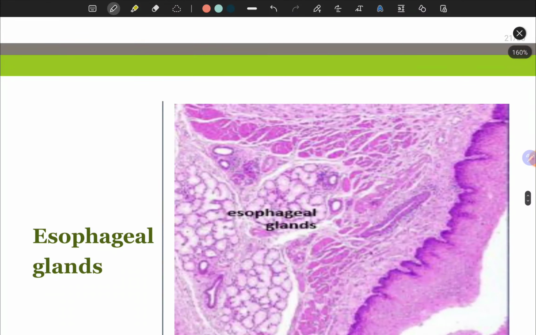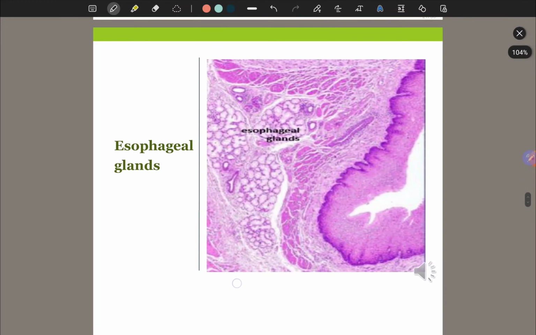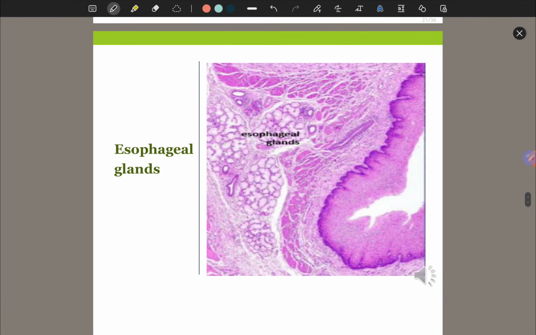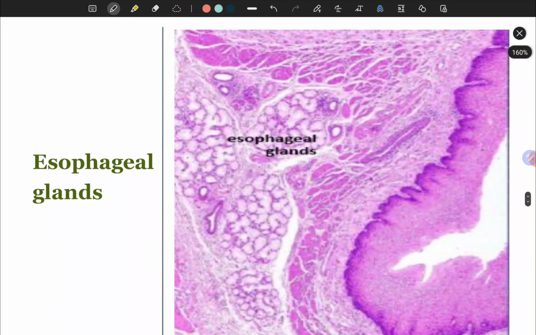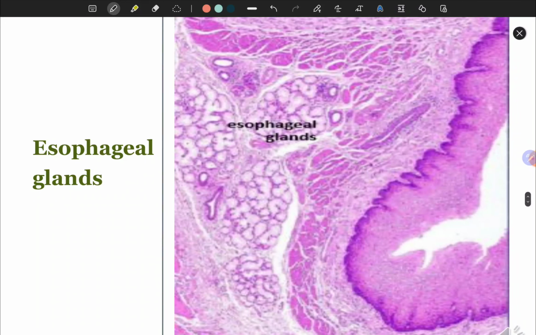Another slide. Outside, the last layer. You cannot see this serosa under low power. After the longitudinal layer comes a very thin layer. If you magnify it with high power, you can see the thin layer of connective tissue, and above that the layer of the mesothelium, which forms the serosa.